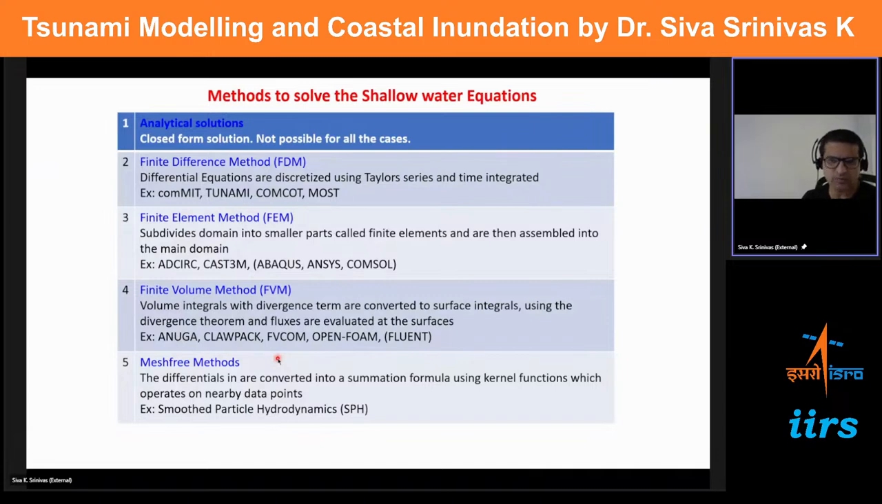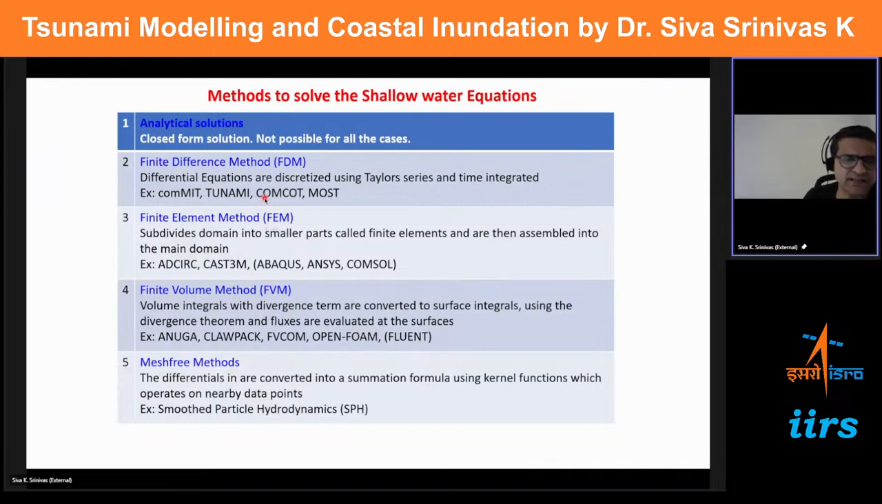So we need to employ numerical methods to solve shallow water equations to get the wave height, to find out for a given tsunamigenic earthquake, for a given location, to what height the wave is rising and what areas are getting inundated. Now, what are the different numerical methods available? As said, the different numerical methods available are finite difference method, finite element, finite volume, and mesh-free methods.